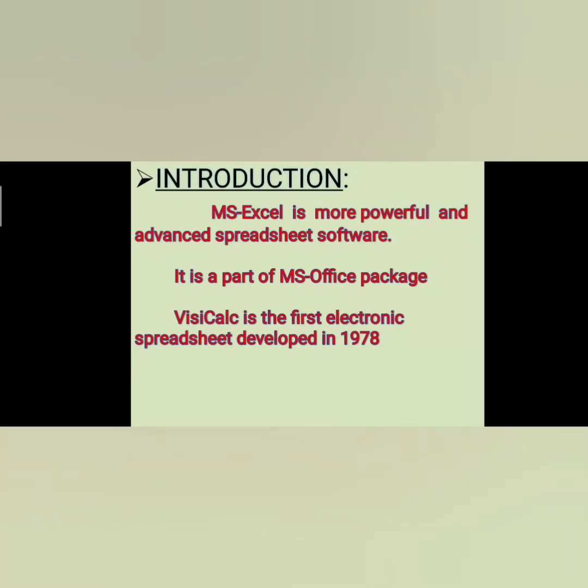You can enter data, store it, and organize the data in a proper way by using this MS Excel software. MS Excel is a more powerful and advanced spreadsheet. It is a part of the MS Office package. VisiCalc was the first electronic spreadsheet, developed in 1978. In 1983, Lotus Corporation developed one more spreadsheet, Lotus 123. Now we use Microsoft Excel spreadsheet software, which is available in many versions.